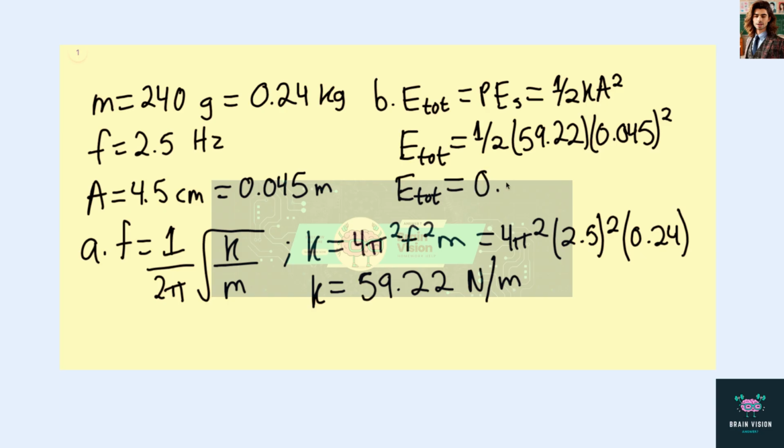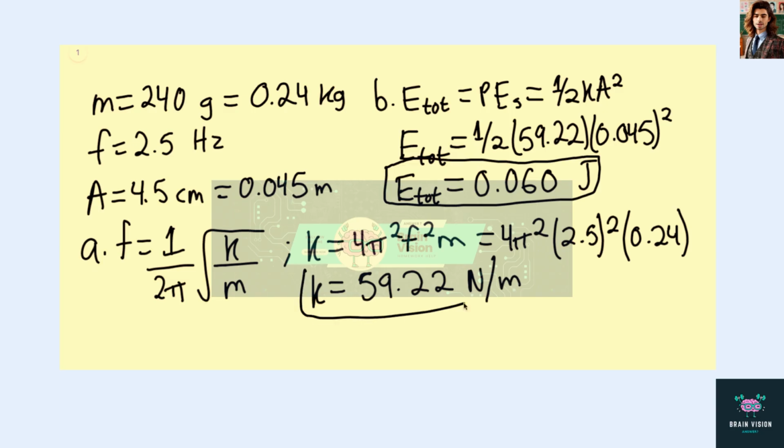And we can say that the total energy of the system is going to be equal to approximately 0.060 joules. So this is your answer for part B, and this is your spring constant for part A.